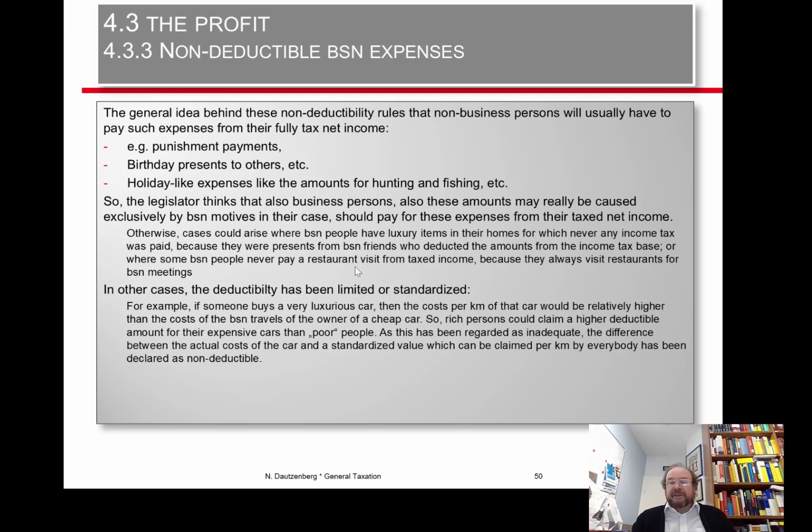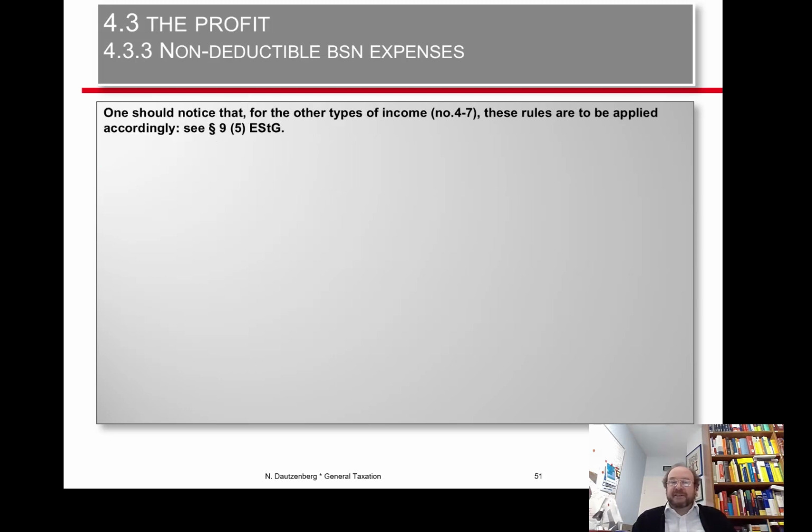Yeah, so the general idea is all these things are blocked from deductibility because the idea is other people who don't own a business also have to pay these things or similar things from their tax net income, and a business owner should not be in a better position if he does this for that.